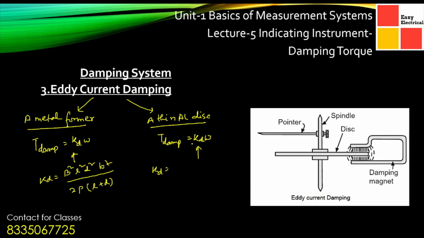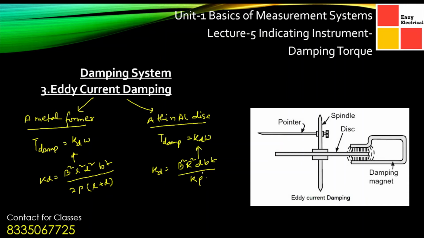For this case, the value is B square R square DBT divided by K into rho. Here B is the flux density, T is the thickness, B is the width of the permanent magnet, D is the depth of the permanent magnet, rho is the resistivity of the material, and omega is the angular speed.